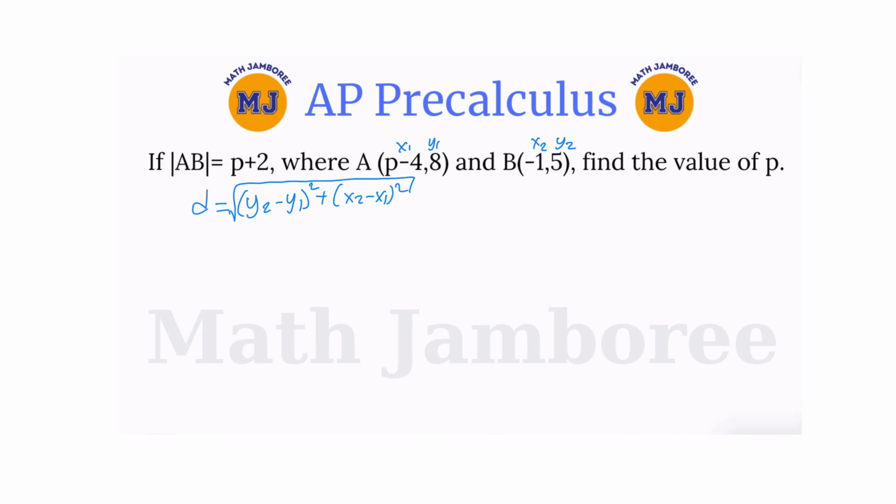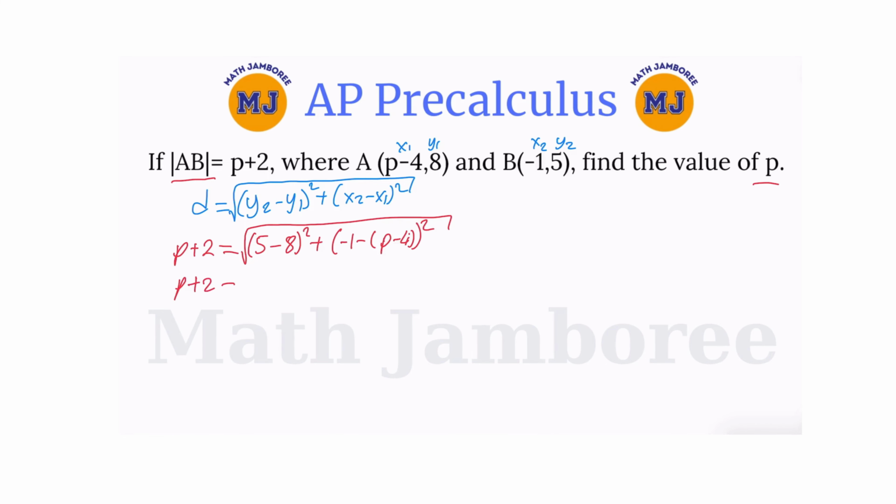So let's put the values in. The length of AB is given as P plus 2. So the distance is P plus 2, and we're looking for the value of P, remember? I'm going to substitute the given values. y2 is 5 minus y1 is 8, and we'll take a square of this, plus x2 is negative 1 minus open parentheses P minus 4 and close parentheses, and take a square of this, and we'll take a square of both sides. I mean the whole thing.